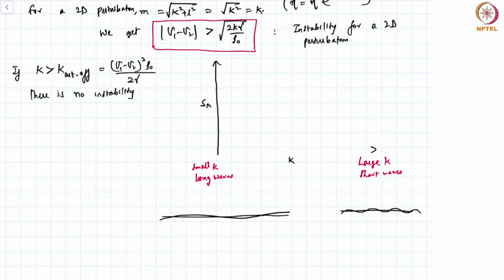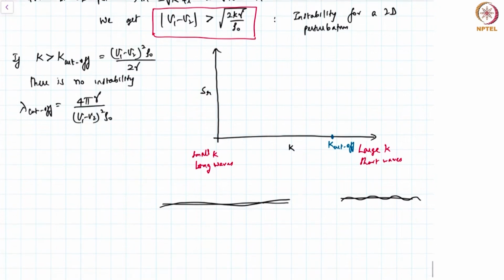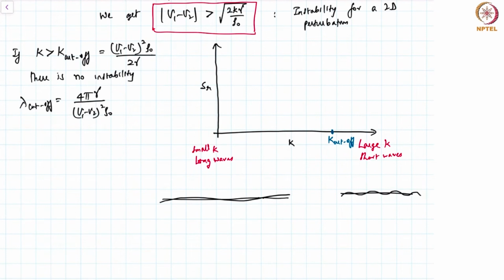So essentially, let's say the k cutoff is somewhere over here. That's k cutoff. And once we know the k cutoff, I can simply calculate lambda cutoff, which will simply be 2 pi by k. That is 4 pi gamma by u1 minus u2 whole square of rho naught. That's the lambda cutoff, right? So what does this actually tell us? It tells us that once you exceed a critical cutoff, there is no instability, and this therefore tells me that short waves are stabilized. And on the other hand, long waves are unstable.